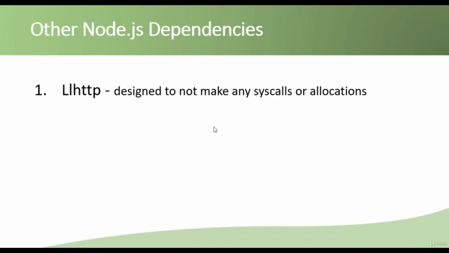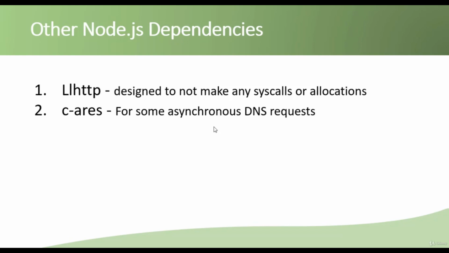Okay, the next thing is that we have some other dependencies on which Node.js also depends. So the first one is llhttp. So this is basically designed to make any synchronous calls or allocations. Next we have c-ares. C means the C language. So this is a library of the C language. So c-ares is used for some asynchronous DNS requests.